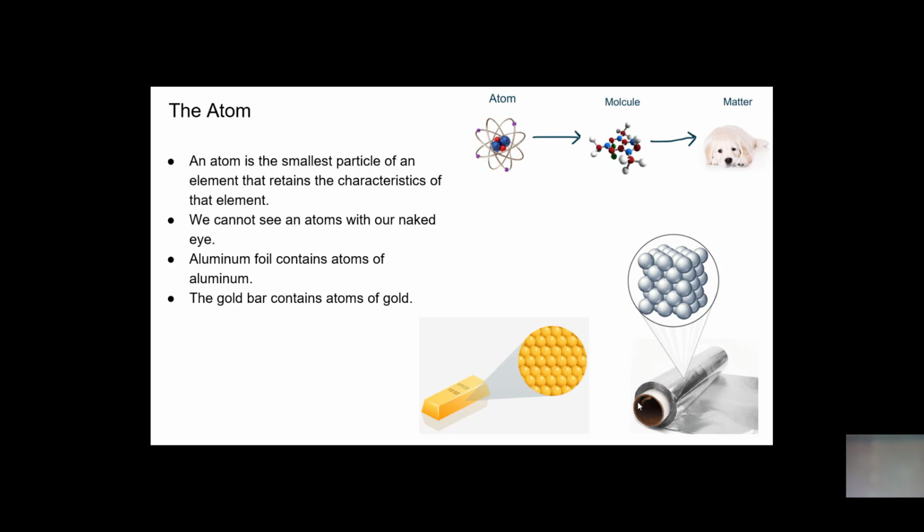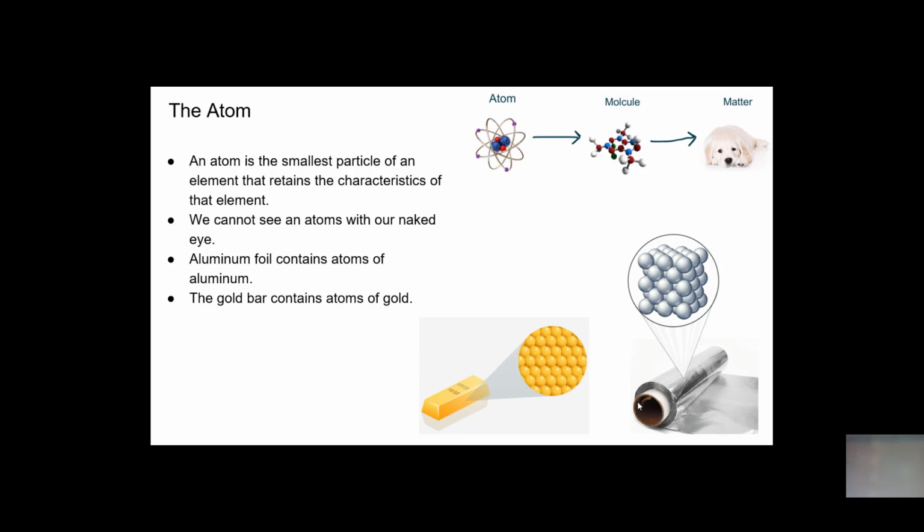We have a gold bar and we have aluminum foil. Let's take a look at the gold bar. If we think about layers and keep going down and down and down, eventually we'll hit a layer of these spherical little spheres, if you want to call them that, and that's the atoms.